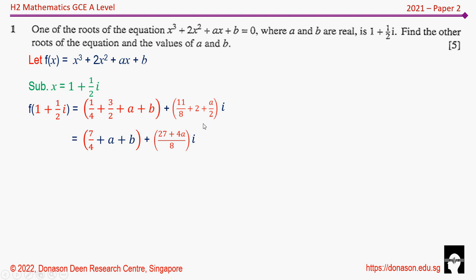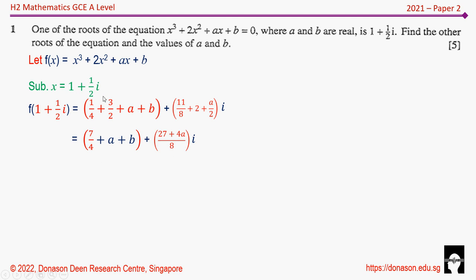So it will be 27 over 8. And a over 2, if I change it to the denominator as 8, I'm going to multiply the a with a 4 and the 2 with a 4. So it's going to become 4a over 8. So I could merge the fractions together and write it like that. So this is the simplest result that we can get.